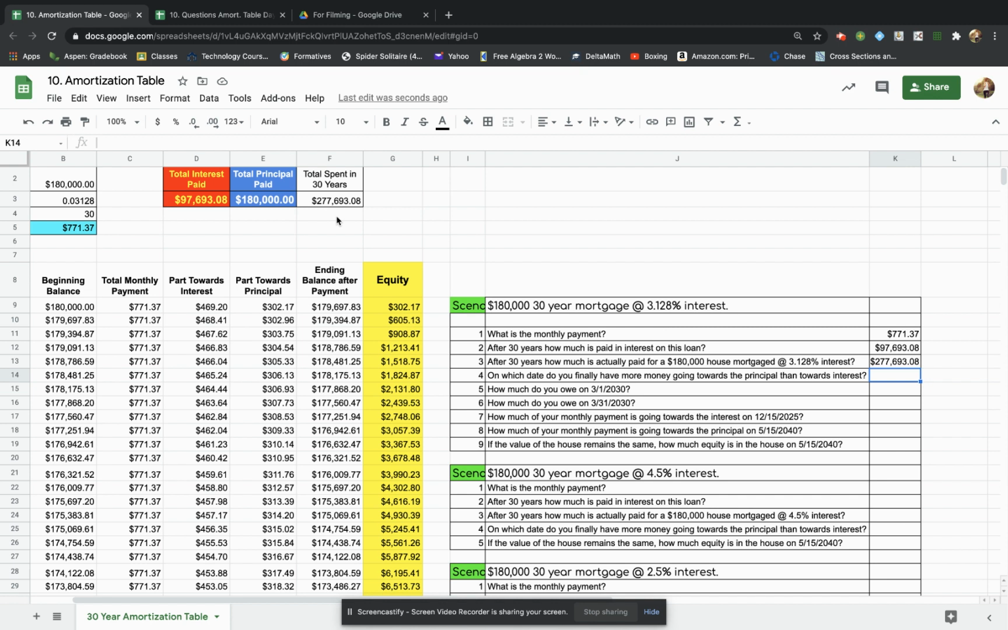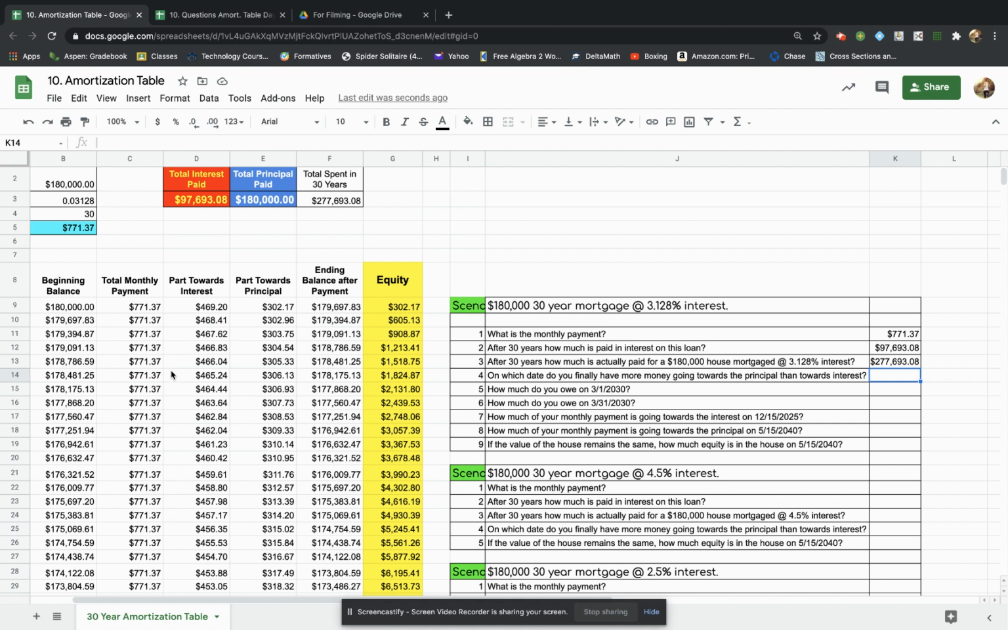On which date do you finally have more money going towards the principal than towards the interest? Okay, that's these two columns because this is your monthly check you make out every month, but each month a little bit less is going towards the interest and a little bit more is going towards the principal. This is the better column to be in. You want to have more going towards your principal. So the question is if you have a 30-year loan, at what point does the number in column E get bigger than the column in column D?